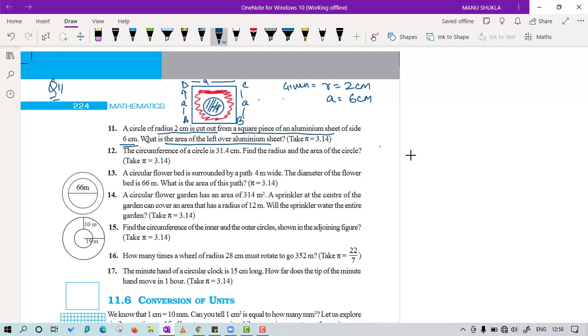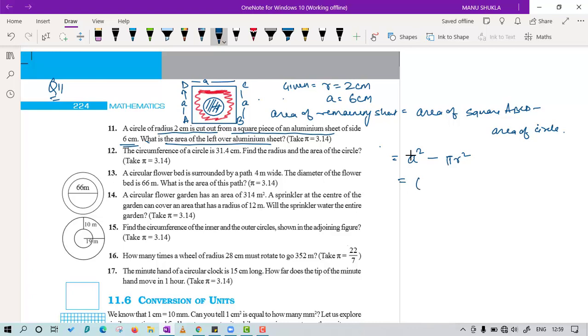So first write the statement. Area of remaining sheet is actually equal to area of square ABCD minus area of circle. That's it. Put the value. Area of square is given by a square minus pi r square. A square is how much? 6 square minus the value of pi we have to take as 3.14, and there is r square, so r is how much? 2 into 2. Now just solve this.